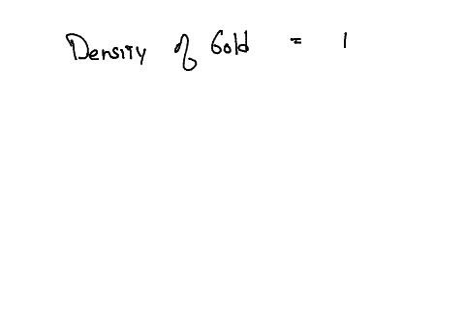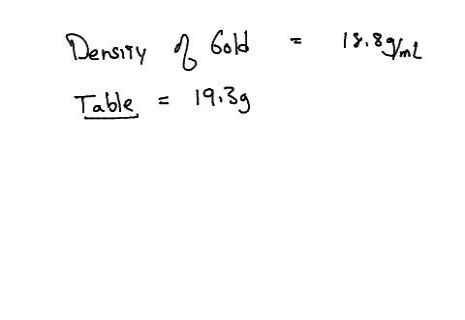Let's say I'm finding the density of a compound. I did an experiment and found the density of gold to be 18.8 grams per milliliter. I can then look up in a table where somebody has measured the density of gold amazingly accurately, and it would be 19.3 grams per milliliter.